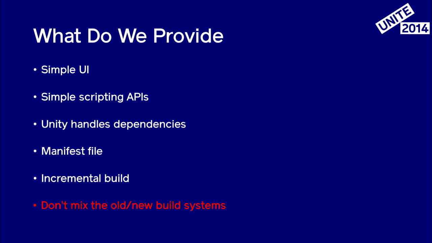So this is what we provide in 5.0. We provide a simple UI to mark assets into AssetBundles. And we also provide simple scripting APIs. We just want customers to call only a few lines of script to build the AssetBundle. And Unity handles the dependencies, which means if there are dependencies among assets, Unity will build the dependency into the AssetBundle correctly. And the manifest file: as Unity takes care of building the dependencies, we need somehow to present the dependencies to customers. This is the purpose of the manifest file.